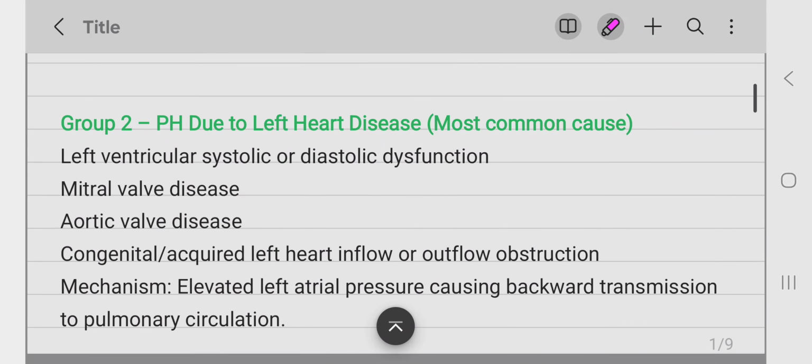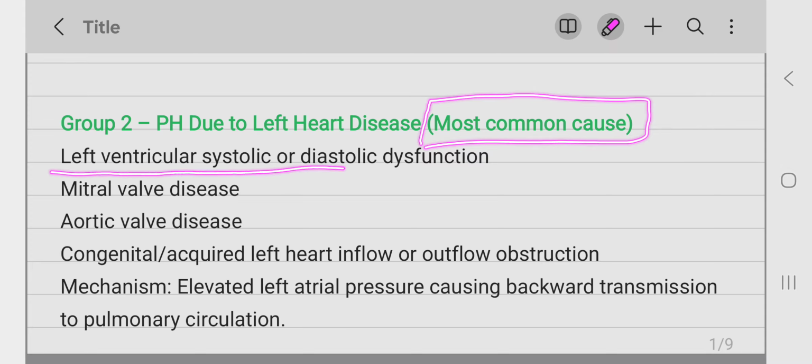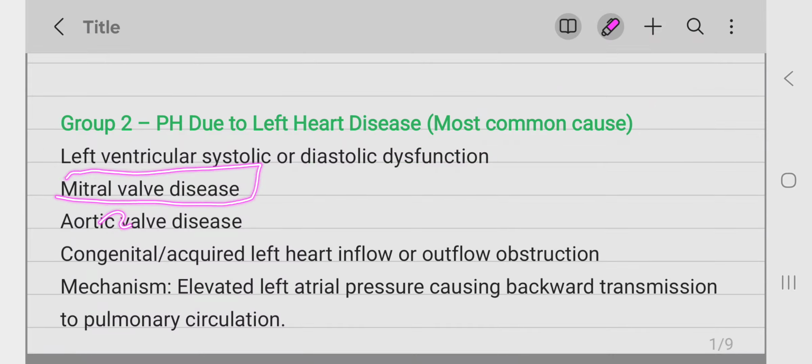Then next thing is group 2. Group 2 pulmonary hypertension due to left heart disease. It is the most common cause of pulmonary hypertension. For example, left ventricular systolic or diastolic dysfunction. Then mitral valve disease like mitral stenosis. Then aortic valve disease like aortic stenosis or regurgitation. Then congenital or acquired left heart inflow or outflow obstruction, etc. These all conditions can lead to group 2 pulmonary hypertension.